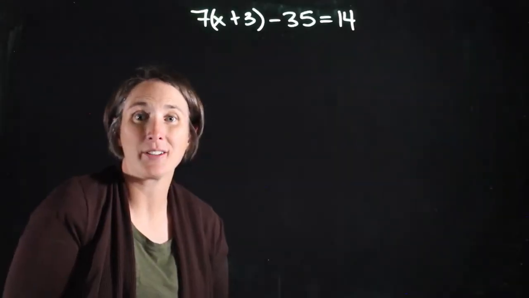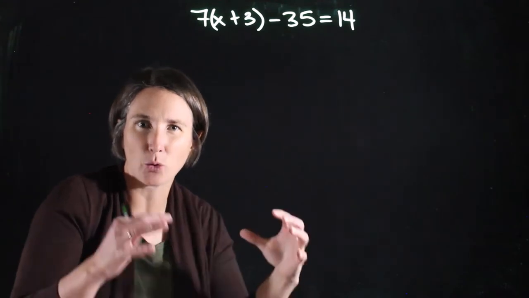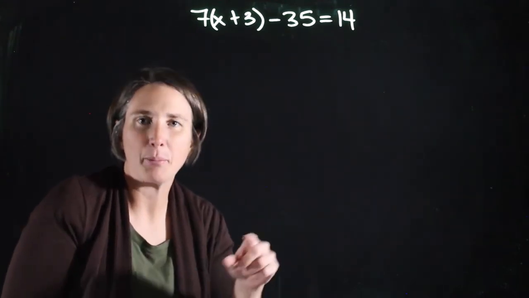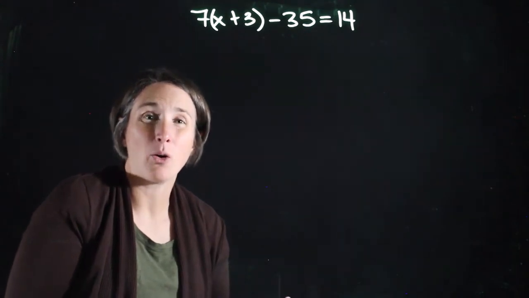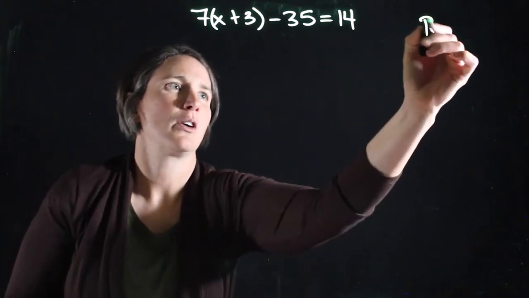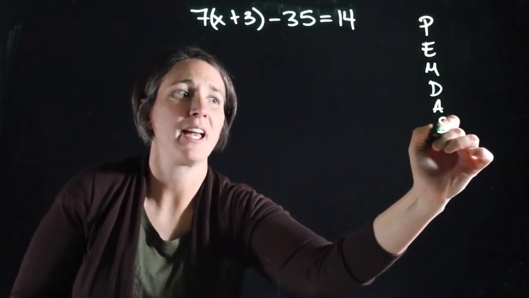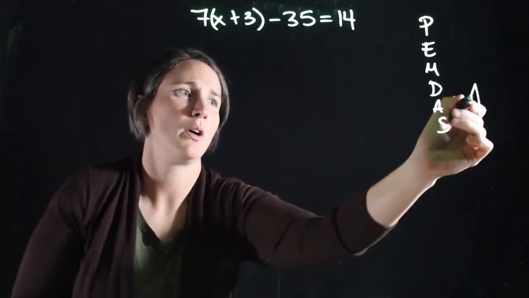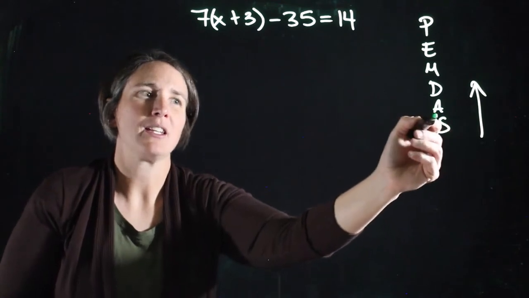Alright, so now we're solving some equations that include grouping symbols, or parentheses, or things that group things together. It could be brackets; parentheses is the most common. So again, we need to remember to look at our order of operations when solving any sort of equation, and we're going to go from the bottom up. So we're going to start by looking at addition and subtraction.